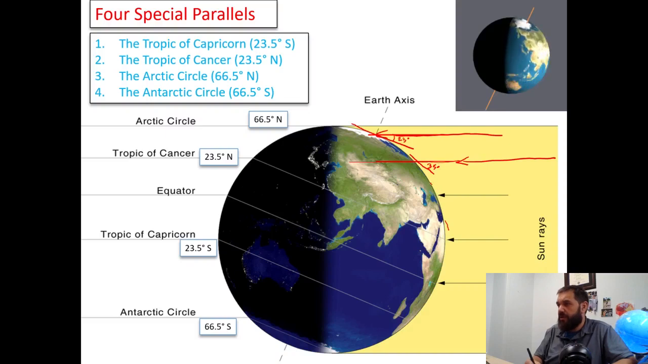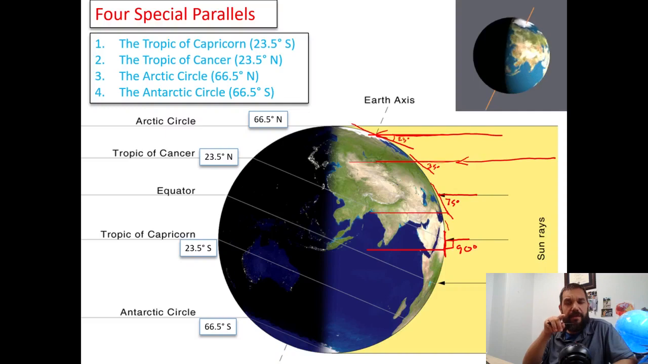Here it's striking at a larger angle. That angle right there I'm drawing, maybe it's like 75 degrees. And then notice that right here, it's striking at about a 90 degree angle. Actually, it's striking at exactly a 90 degree angle. But notice that where the sun's rays are striking at a 90 degree angle, that means the sun is directly overhead at noon. That is not at the equator. The equator is right here. This is the equator.